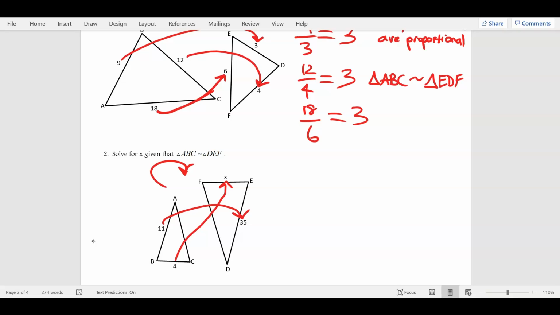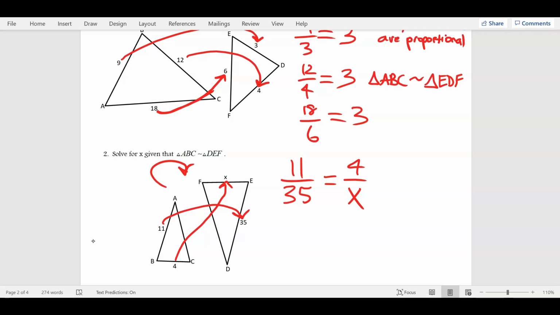So all you got to do is set up those fractions. 11 goes to 35, so that's a fraction, 11 over 35 from left to right. 4 goes to X from left to right, so 4 over X is my other fraction. You put an equal sign between them, and that's good. So the hardest part is seeing what changed about the triangle and make sure you're matching everything up right.